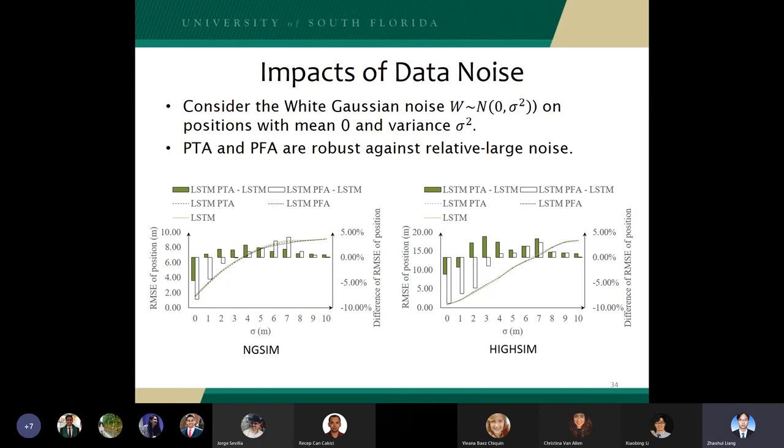And we also found that PTA actually has a little better performance than PFA. This might be because the Fourier coefficients are a little bit more affected by the data noise than the Taylor coefficients.